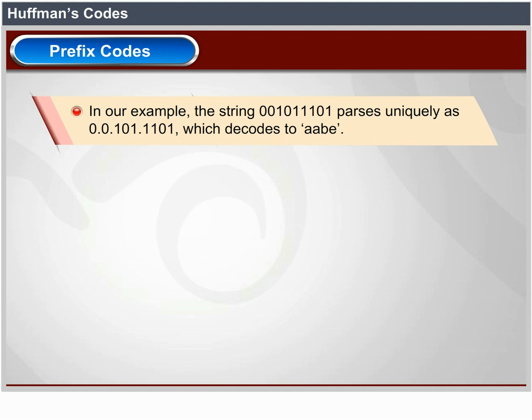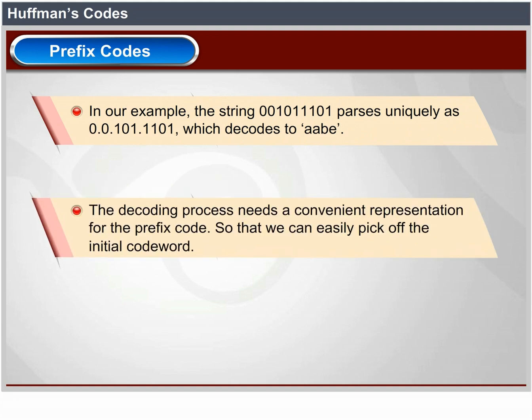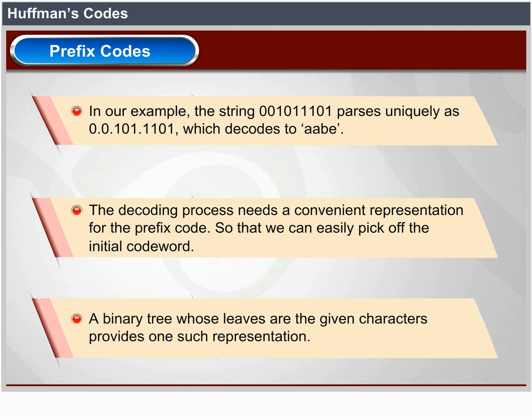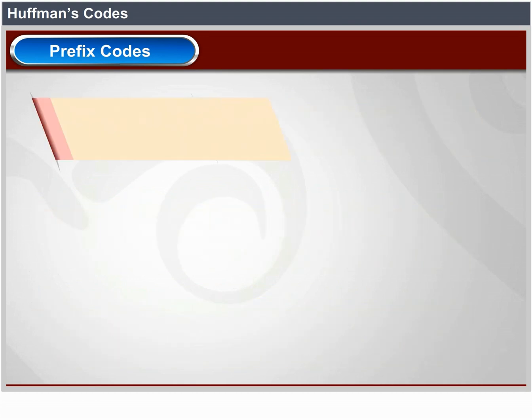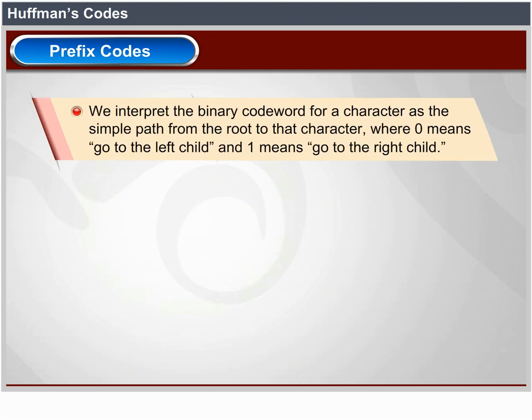The decoding process needs a convenient representation for the prefix code so that we can easily pick off the initial code word. A binary tree whose leaves are the given characters provides one such representation. We interpret the binary code word for a character as the simple path from the root to that character, where 0 means go to the left child and 1 means go to the right child.